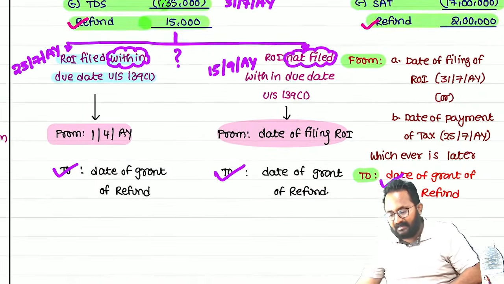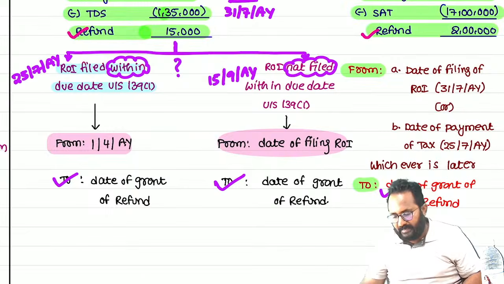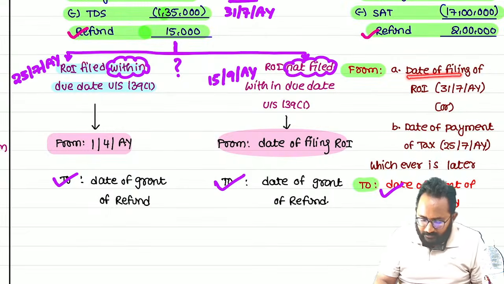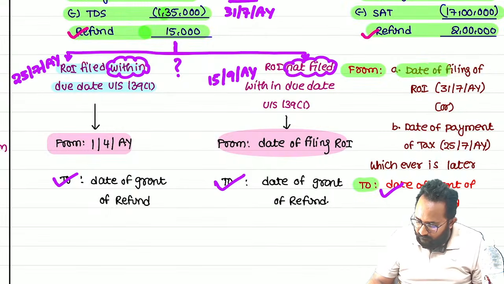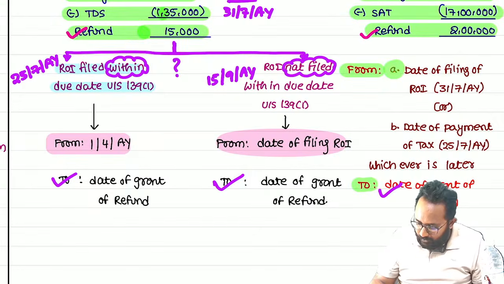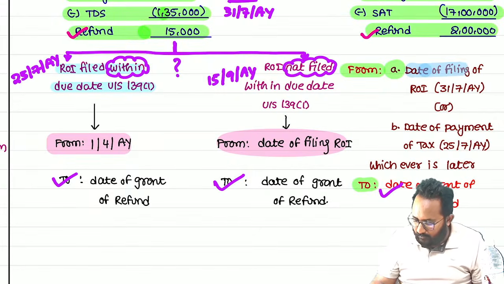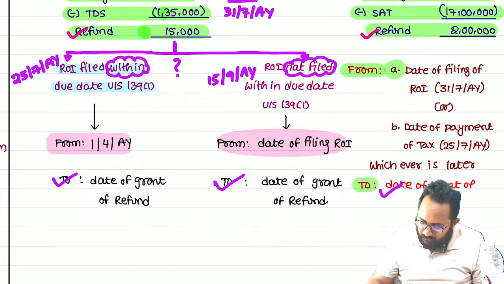But starting date, date of filing of return of income. Can you tell me when you file the return of income first? A point, when you file the return of income, 31st July, exactly on the due date we are filing the return. Or B point, please tell me what is that?